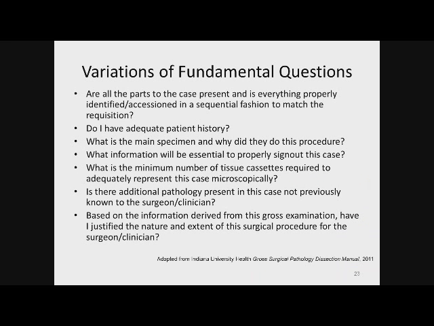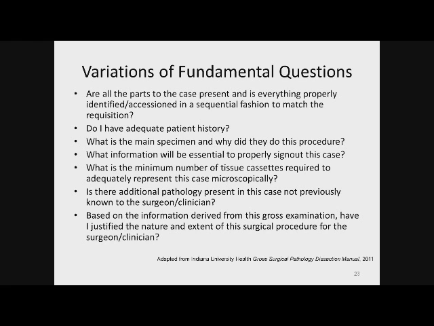Now, even though we have these three fundamental questions for dissection, there are some variations that are available as well. This one was adapted from the IU Health Systems Gross Surgical Pathology Dissection Manual, and it involves 7 different questions that the grossing technician should ask themselves, such as, are all the parts present according to the requisition? Do I have an adequate patient history? What is the main specimen? What information will be essential to properly sign out this case by the pathologist?